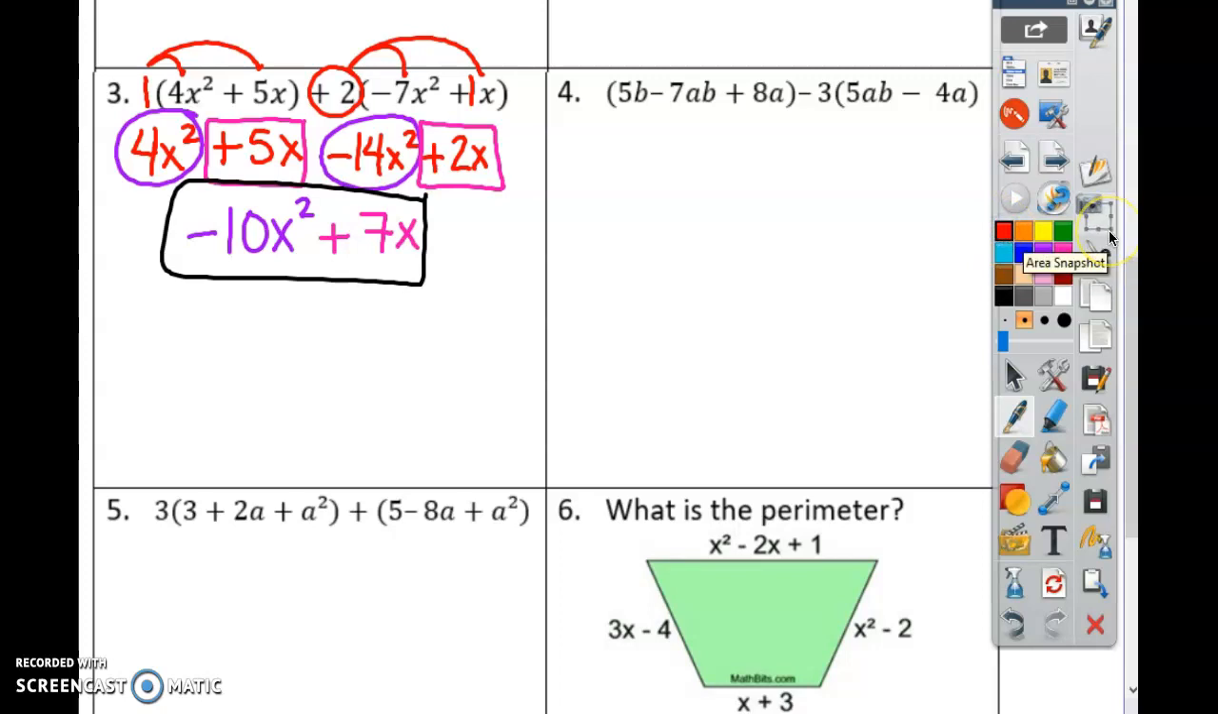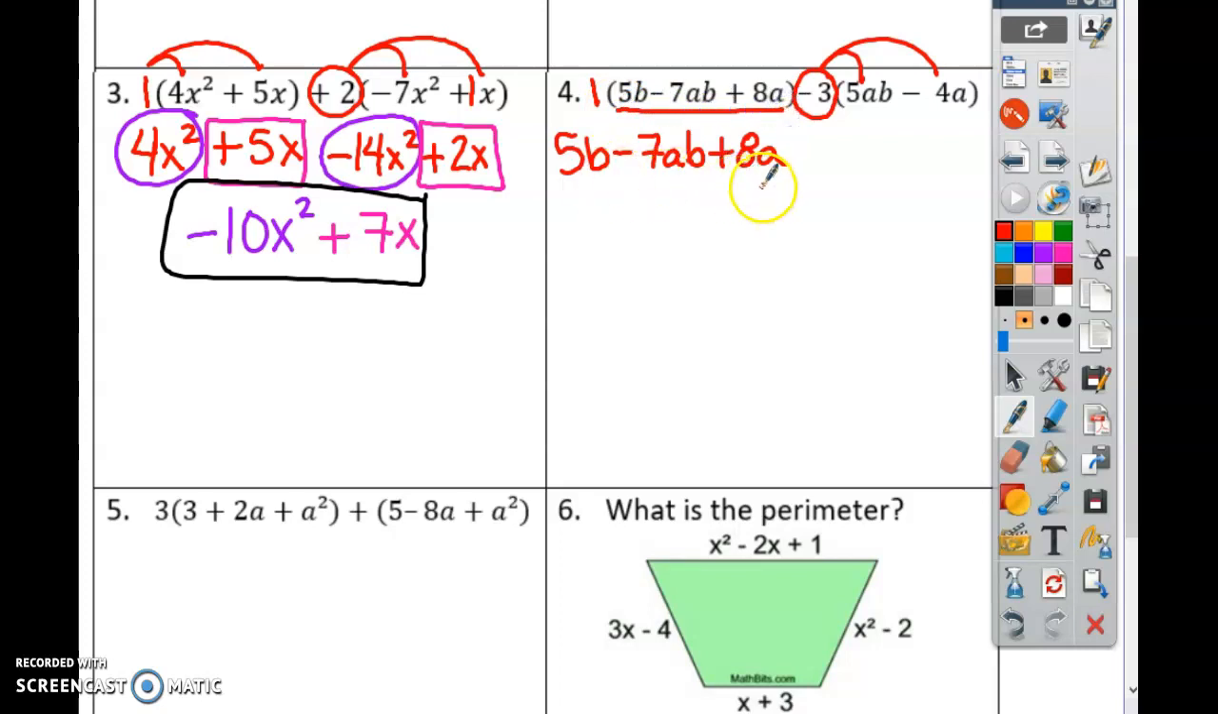What am I going to do with number 4? What do I need to distribute? Negative 3. Here and here. What's over here? A 1. So this just stays the same. Esto se baja. So I have 5b minus 7ab plus 8a. Right? This just came down right here. Then multiply. Let me write this down.